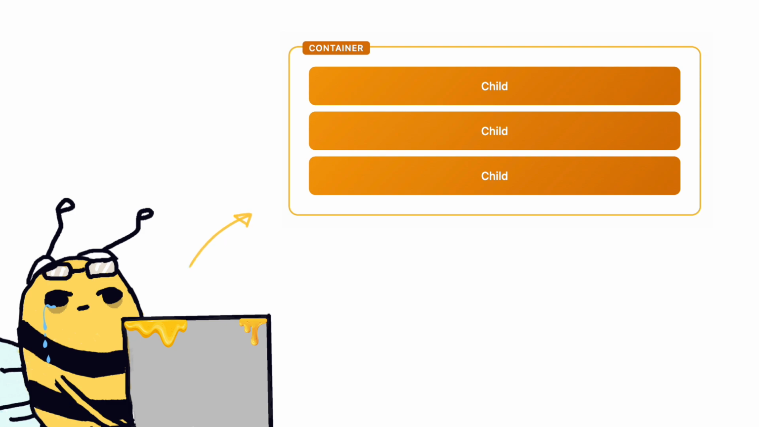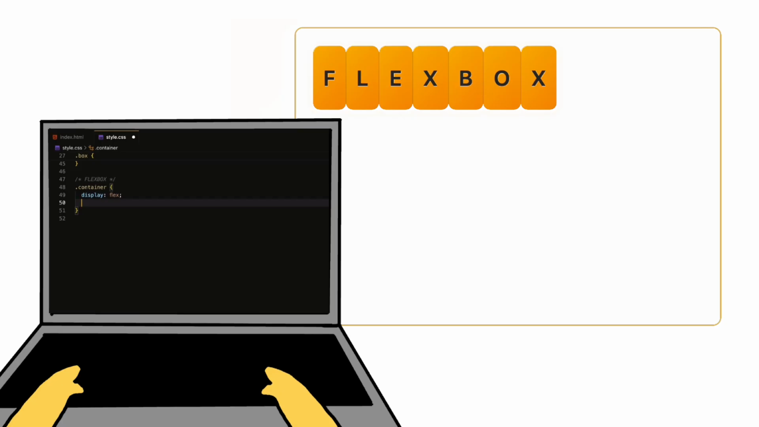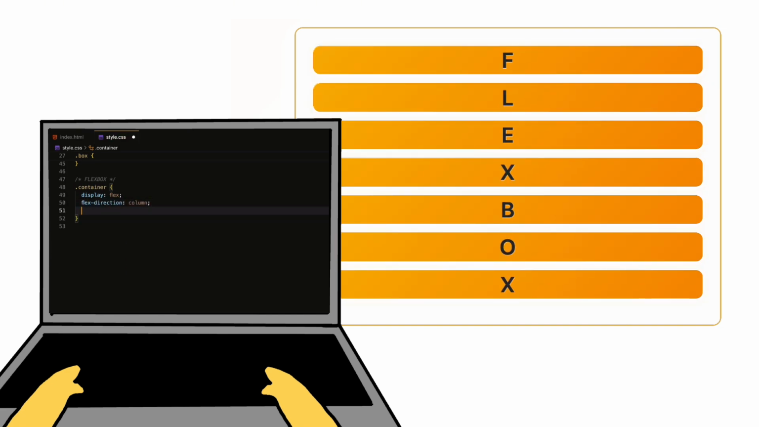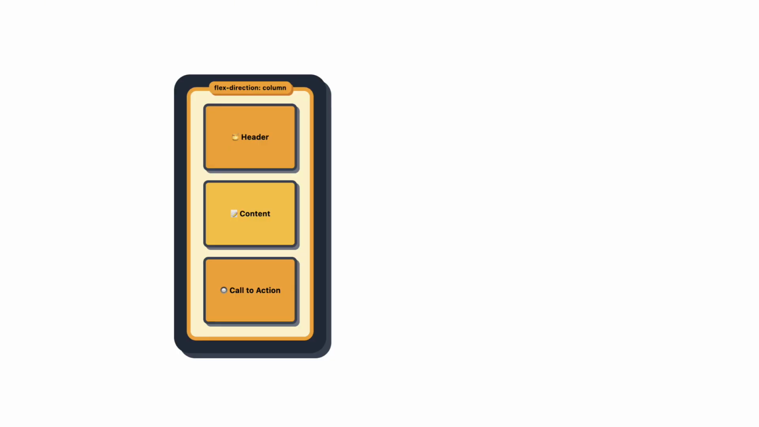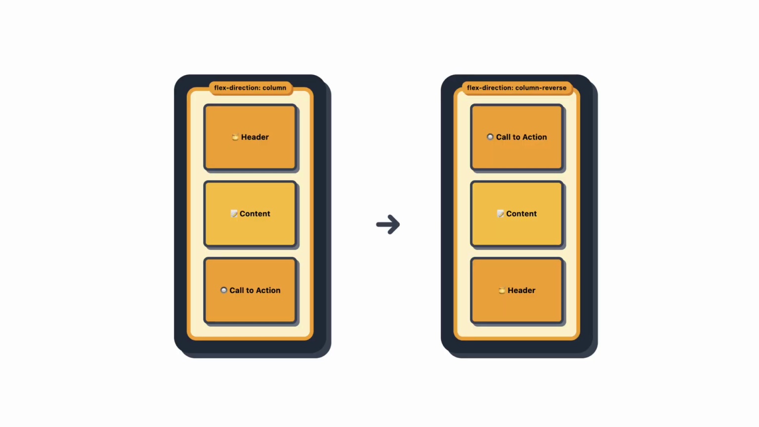But Buzz needs a vertical layout for his navigation menu. He discovers flex direction, set it to column, and the main axis flips to vertical. Now items stack top to bottom, but with Flexbox control. He can also use row reverse or column reverse. These flip the order without changing the HTML. Useful for mobile layouts where visual order needs to change.